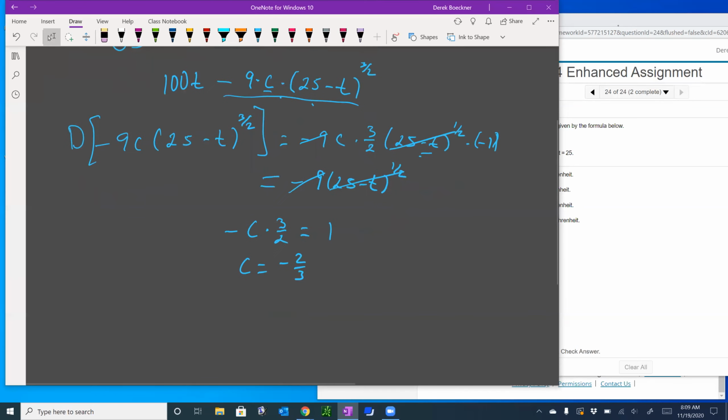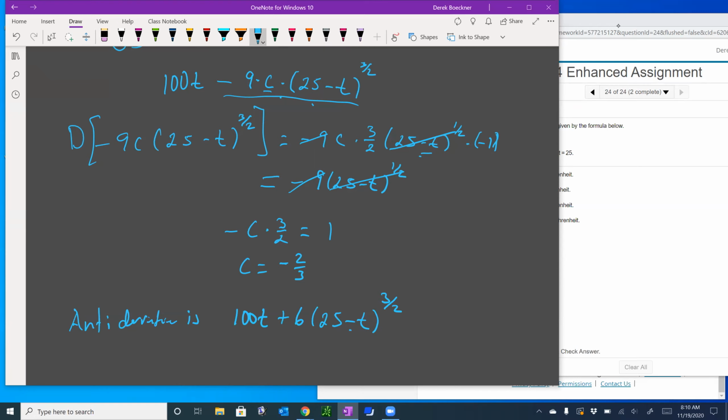Okay, so my antiderivative is 100t. I've got minus 2/3 of that, so this is going to be plus 6 times 25 minus t to the 3 halves. Let's just check. If I bring down the 3 halves, 6 turns into 9. The minus sign comes from that, so yeah, this looks like it's going to work out for me.